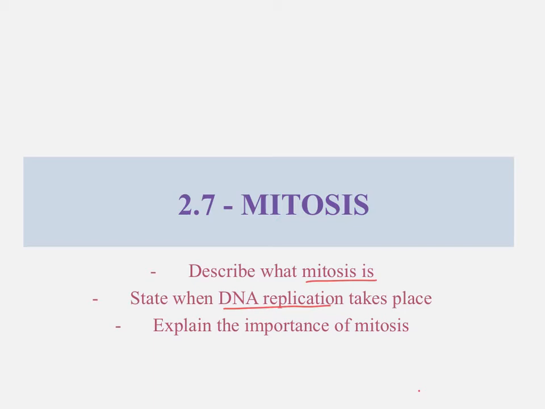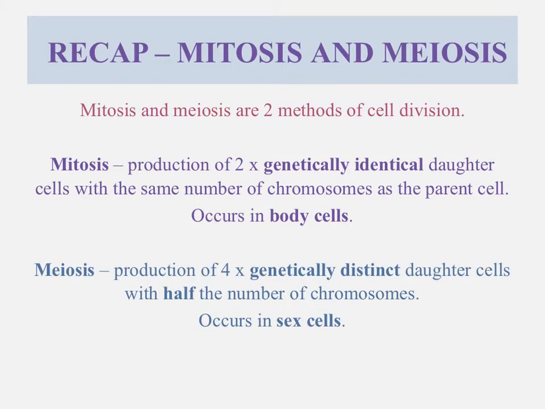And finally, we're going to see why mitosis is important. Okay, so let's have a quick recap of GCSE and the things that we should hopefully know. Mitosis and meiosis are our 2 different types of cell division. We know that mitosis produces the 2 genetically identical daughter cells that we spoke about in the starter.